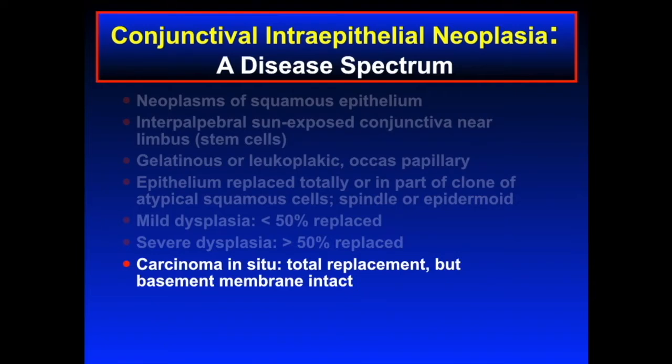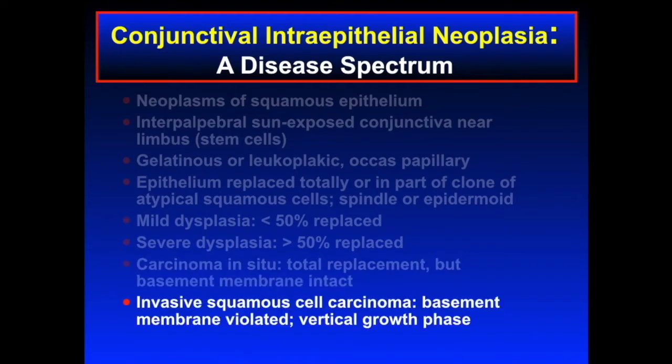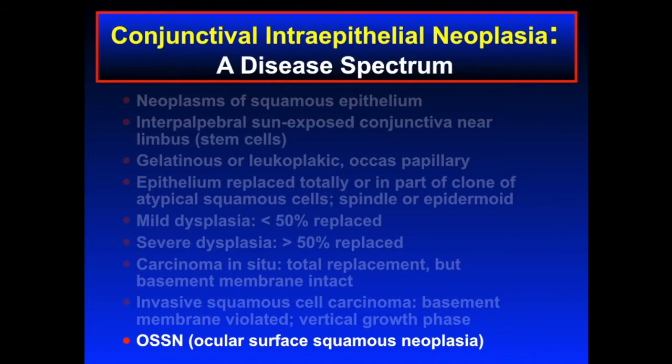This is still considered to be pre-malignant because the basement membrane is intact. If the basement membrane is violated and perforated, we are dealing with invasive squamous cell carcinoma. As I said before, the term OSSN, ocular surface squamous neoplasia, is sort of a blanket term for this spectrum.